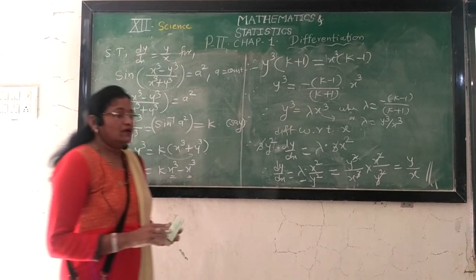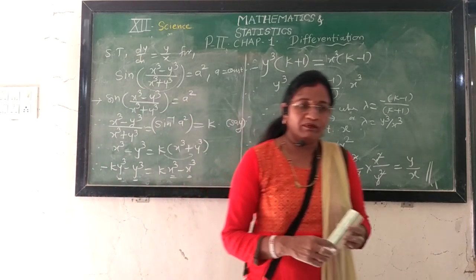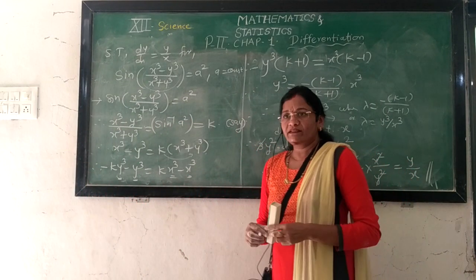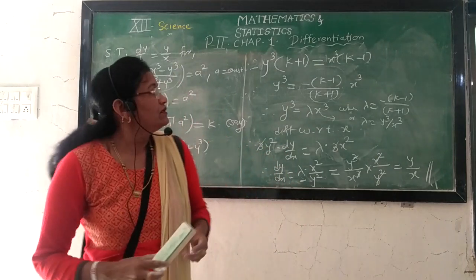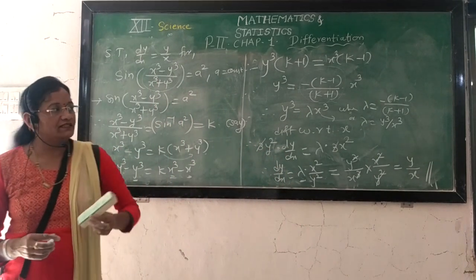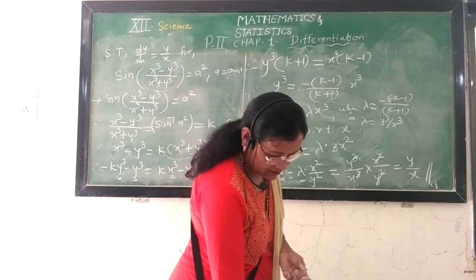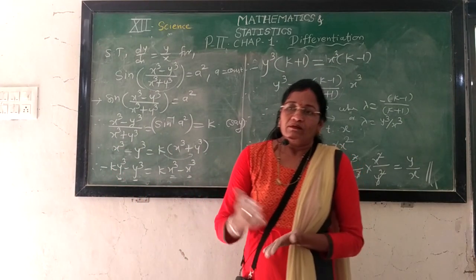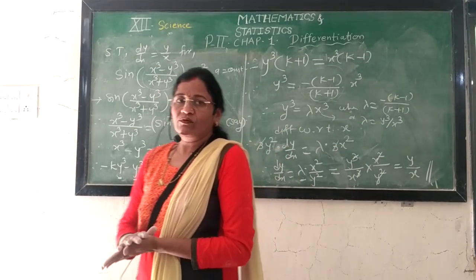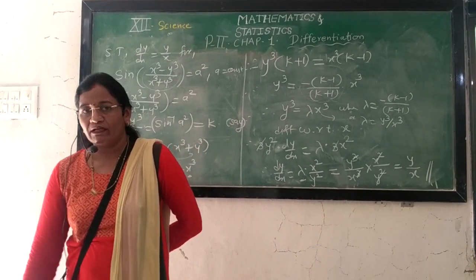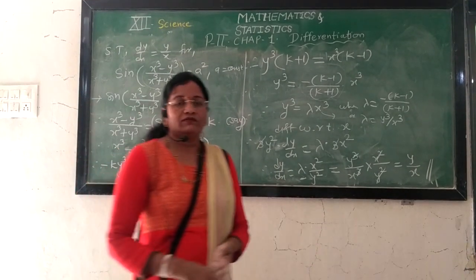We solve all the types of examples on implicit function. It is a very easy topic, and you should also solve the examples on this topic. Here our exercise 1.3 is over. Tomorrow we see the next topic, the derivative of parametric function. So thanks to all.